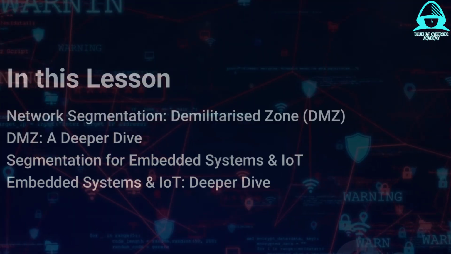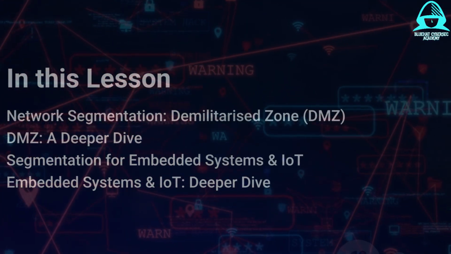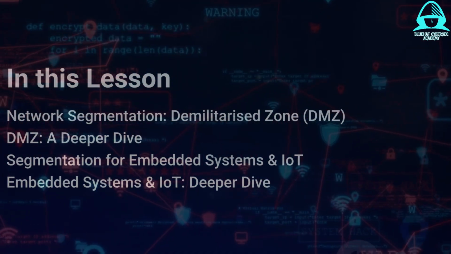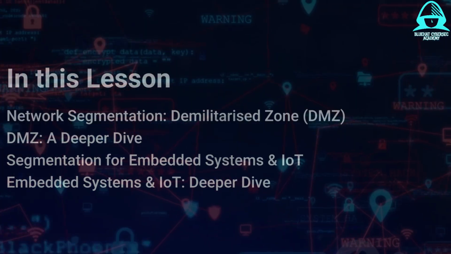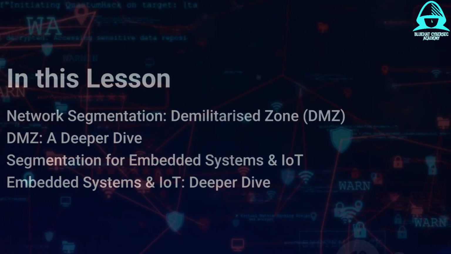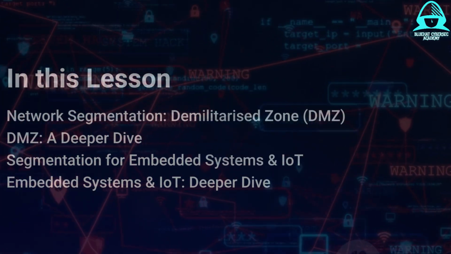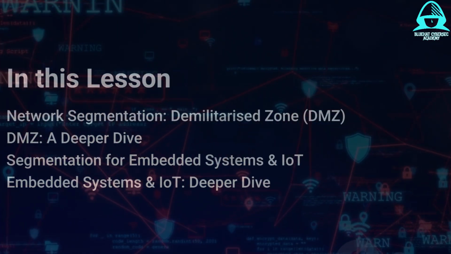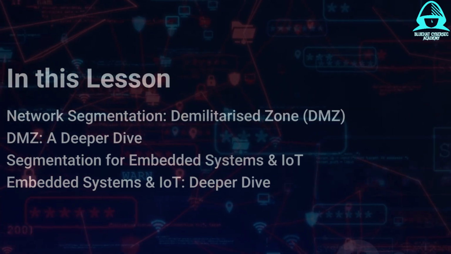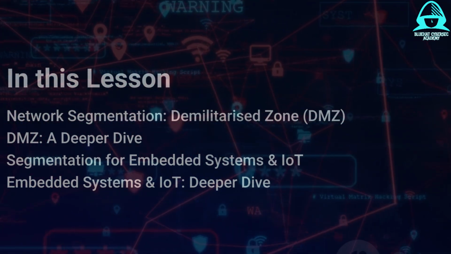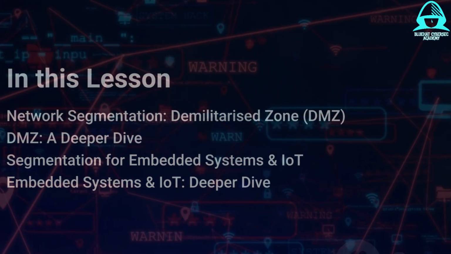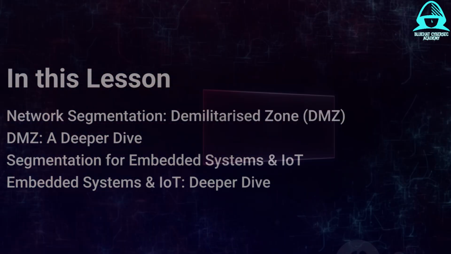In this lesson, I am going to cover the following topics. First, network segmentation, specifically the Demilitarized Zone, or DMZ. Next, we'll take a deeper dive into DMZs. After that, we'll cover segmentation for embedded systems and IoT. And lastly, segmentation for embedded systems and IoT deeper dive. These topics are part of Domain 4, Network security concepts in the Certified in Cybersecurity, or CC, exam, and they're super useful for both exam preparation and for building a strong cybersecurity foundation. So, let's begin.